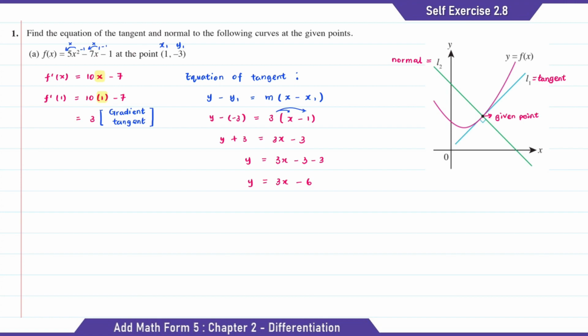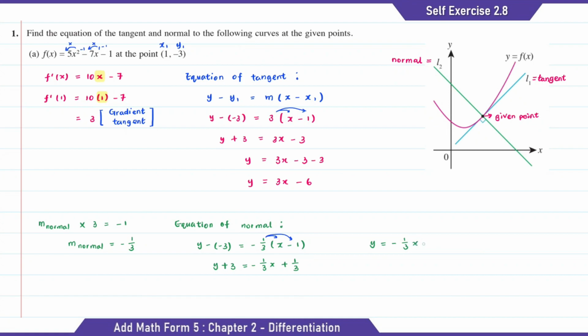Normal is perpendicular to tangent. Therefore, when the gradient of the normal is multiplied by the gradient of the tangent, this is equal to negative 1. Then the gradient of the normal will be negative 1 over 3. Using the same formula, the equation of the normal will be y minus negative 3 equal to negative 1 over 3 times x minus 1. Then y plus 3 equal to negative 1 over 3 x plus 1 over 3. Then y equal to negative 1 over 3 x plus 1 over 3 minus 3. Then the equation will be y equal to negative 1 over 3 x minus 8 over 3.